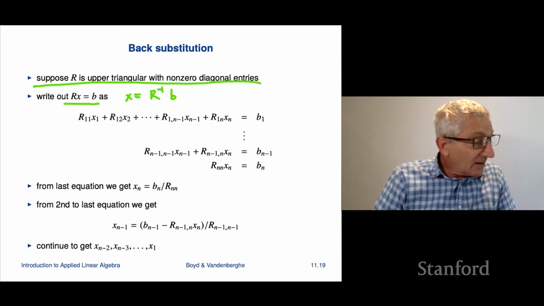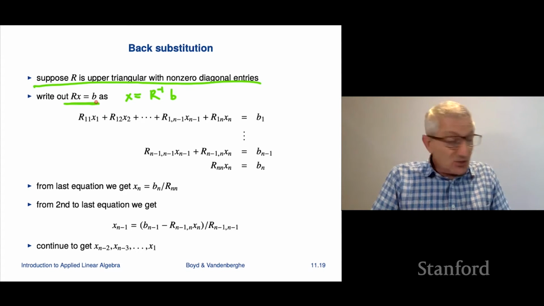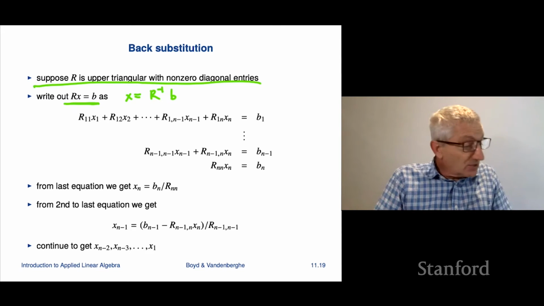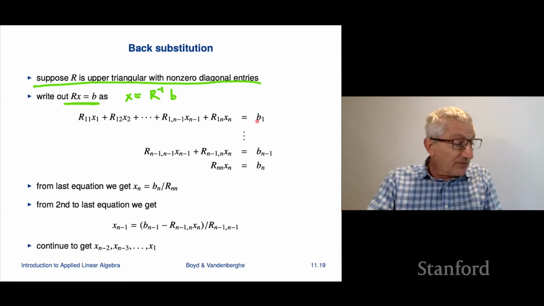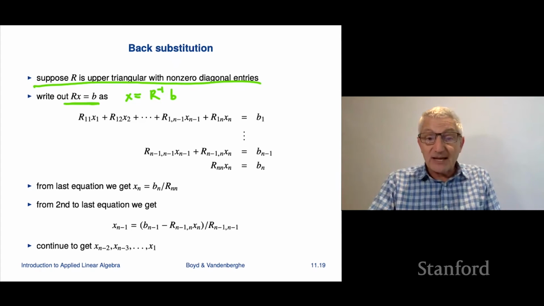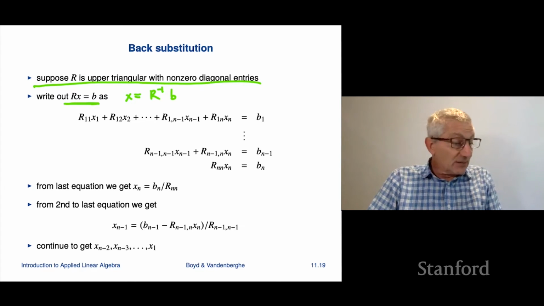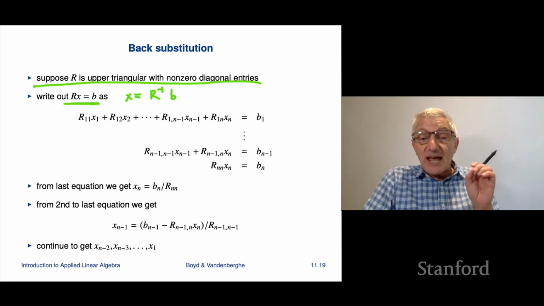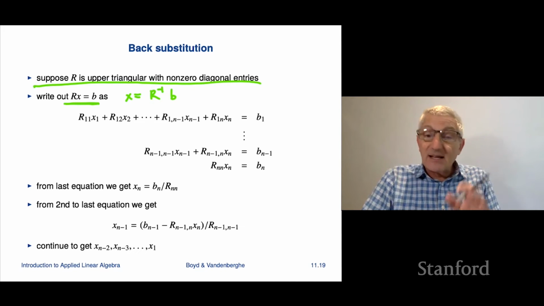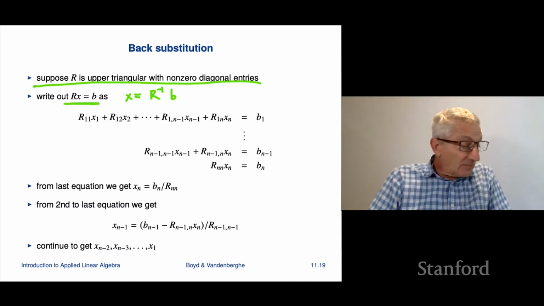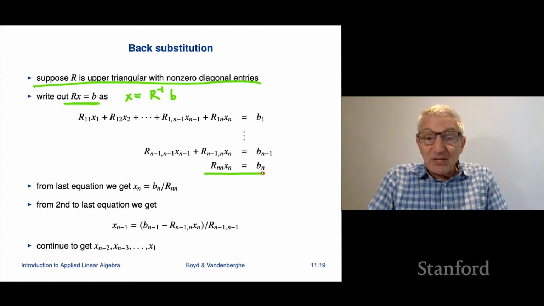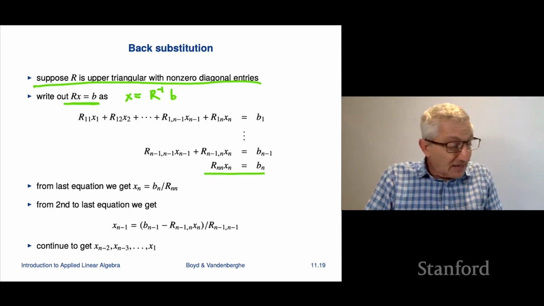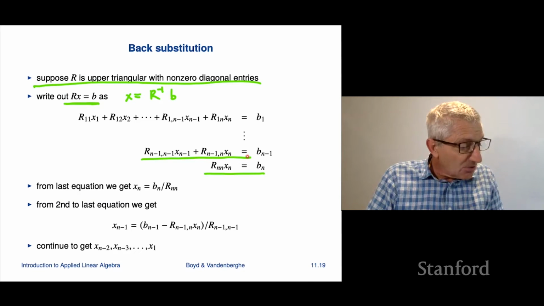Okay, so I'm going to write this out in scalars. R is upper triangular, so it looks like this. It's R11 x1 plus R12 x2, and so on. That's the first equation. And the first equation, notice, involves all the variables, x1, x2, x3, all the way up to xn. The second equation, by the way, involves only the variables x2, x3, x4, up to xn. That's because it's upper triangular. And the last equation, that's right down here. Pretty simple. It only involves xn, right? The penultimate equation only involves xn minus 1 and xn.